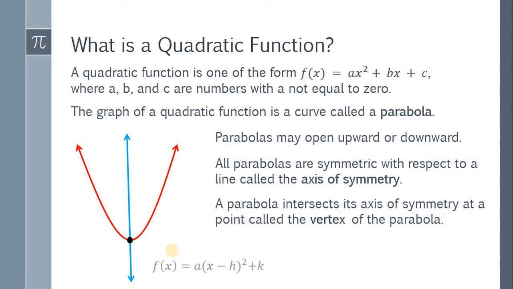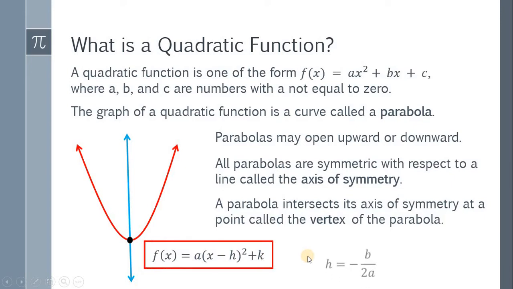Also, kailangan din nating i-review na meron tayong tinatawag na vertex form. We have f of x is equal to a multiplied by x minus h squared plus k, wherein the value of h is equal to negative b over 2a, while yung k natin is 4ac minus b squared all over 4a. Tandaang mabuti itong values ng h and k. Later, magagamit natin to. Okay? So, let's move on.